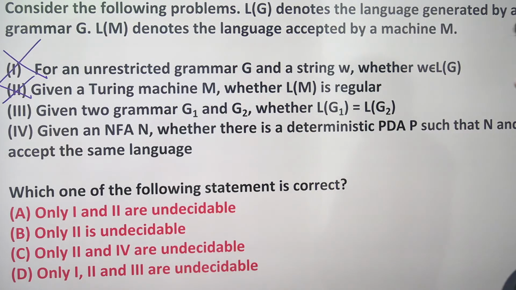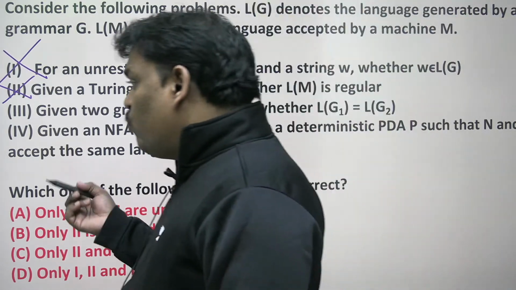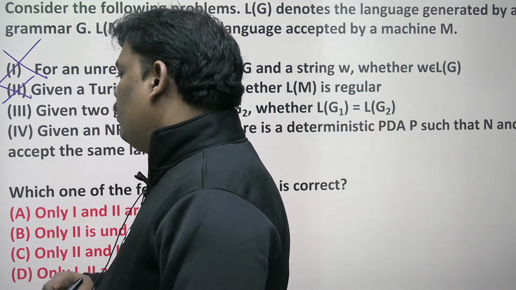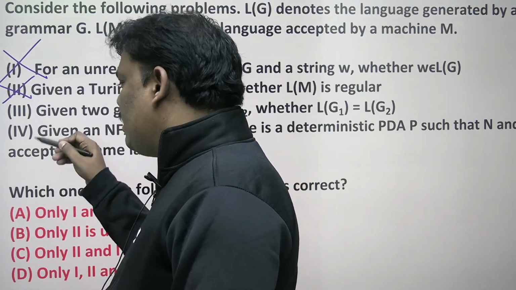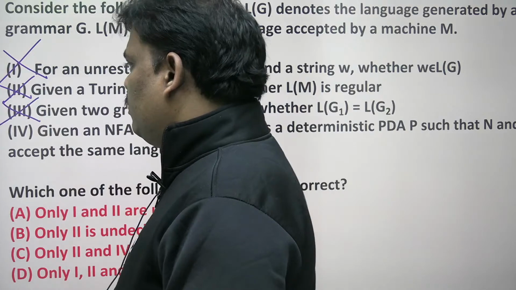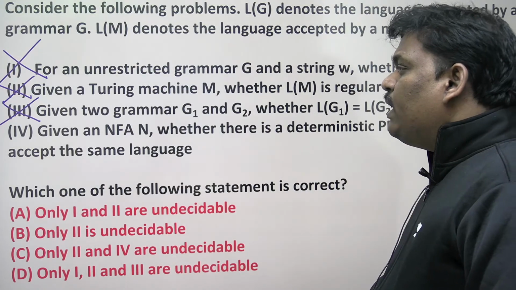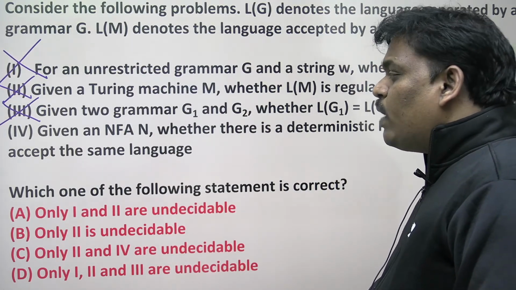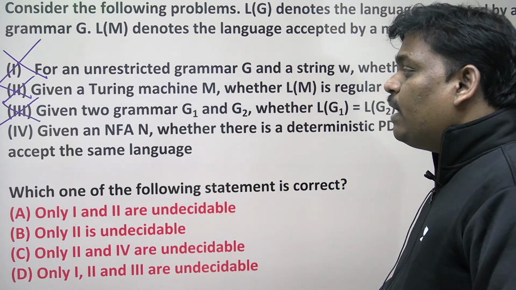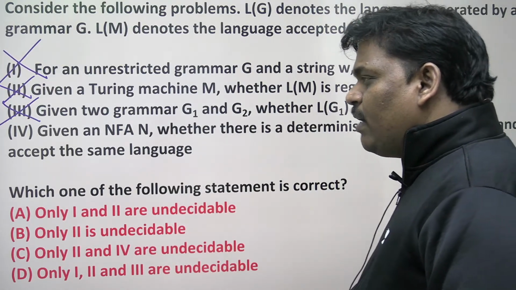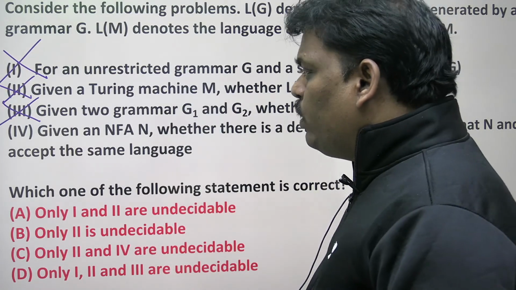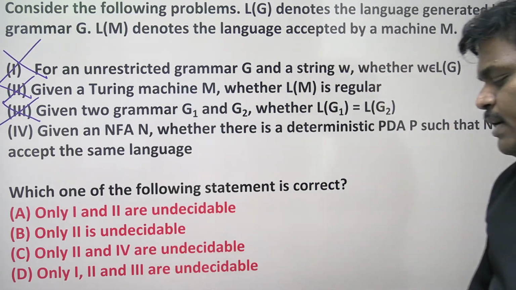Next one, 3. Given two grammars G1 and G2, whether L of G1 is equal to L of G2. Means two grammars are equal or not. No one knows. Two finite automata are equal or not, I can say. Two DPDAs are equal or not, I can say. Other ones I cannot say. Remember everyone, this is called equality. Equality of finite automata, decidable. Equality of DPDA, decidable. Equality of PDA, undecidable. Equality of LBA, undecidable. Equality of Turing machine is undecidable. It is an equality problem, directly from the table.